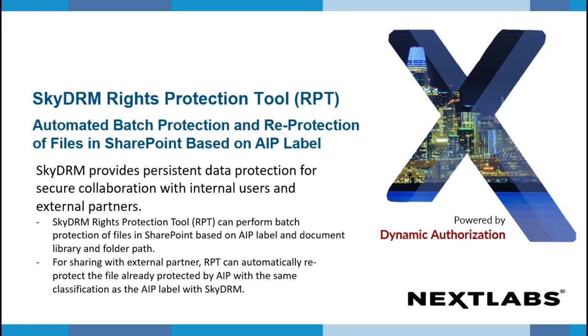SkyDRM RPT can perform batch protection of the files in SharePoint based on the AIP label, document library, and folder path. For sharing with external partners, RPT can automatically reprotect the file already protected by AIP with the same classification as the AIP label with SkyDRM.